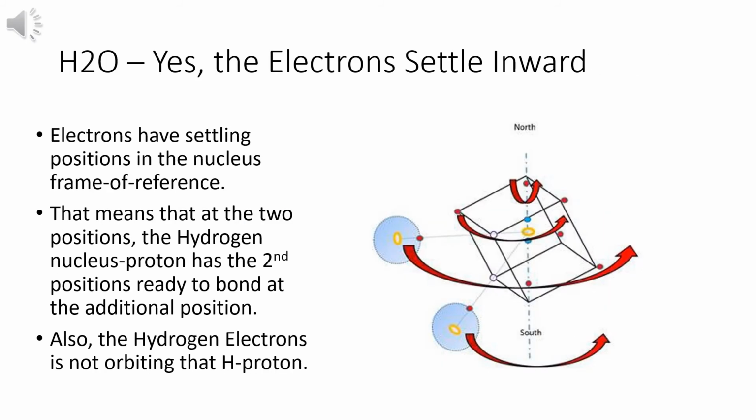Electrons have settling positions in the nucleus frame of reference. Again, this is different from the last century of textbooks. Yes, electrons can move around. There are not iron bars holding them together.